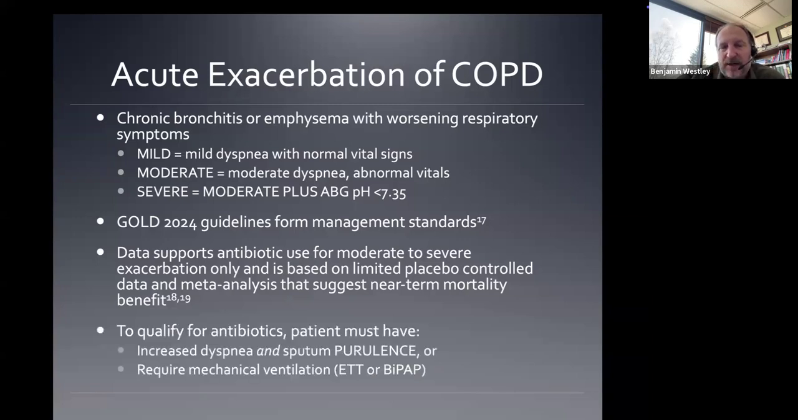So to qualify for antibiotics, the patient needs to be in the hospital with a moderate to severe exacerbation, and they need to have increased dyspnea and purulence, or be requiring mechanical ventilation, endotracheal tube or BiPAP. Those patients, so if somebody's got a severe COPD exacerbation, they don't seem to have substantially increased sputum purulence, but they're in the ICU requiring mechanical ventilation, then we would give them antibiotics.